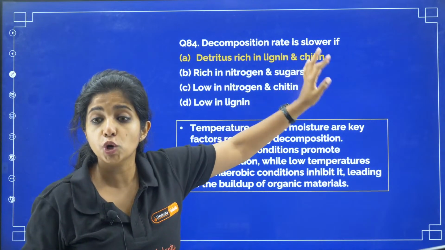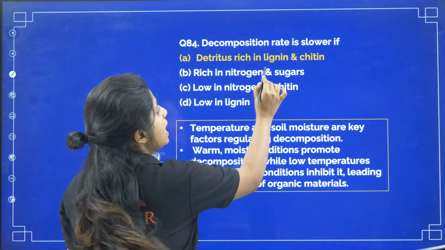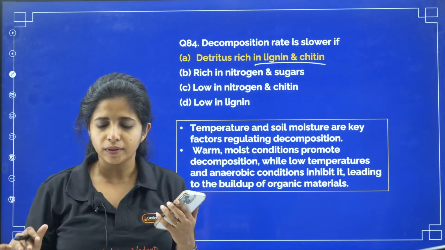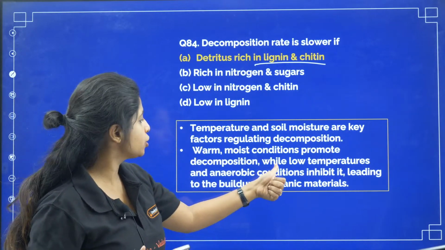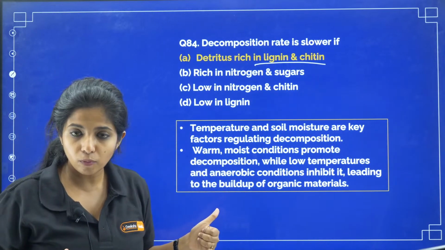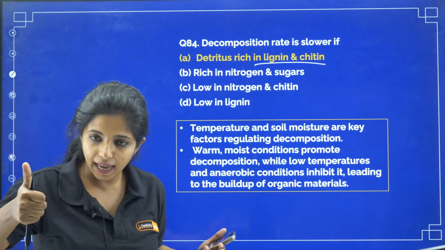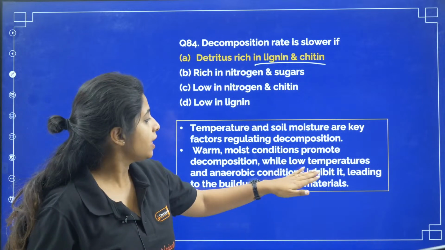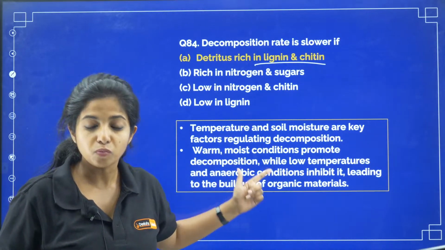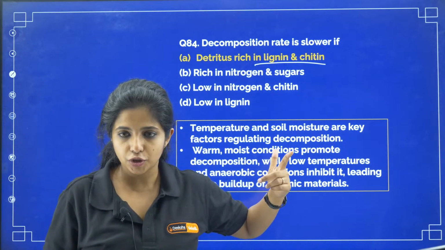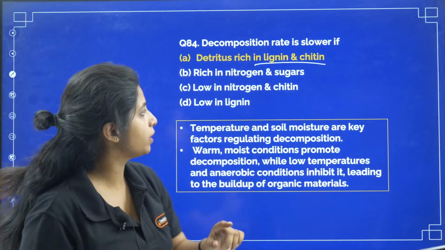Decomposition rate is going to be slower if what? If the things that we are going to decompose are rich in lignin and chitin, because it is difficult to break them down. So what is the perfect atmosphere for decomposition to happen? Warm and moist conditions promote decomposition. There should be air, because the aerobic bacteria are going to break things down. That means oxygen should be there, and there should be high temperature, not low temperature. So warm, moist, high temperature and aerobic condition, not anaerobic condition.